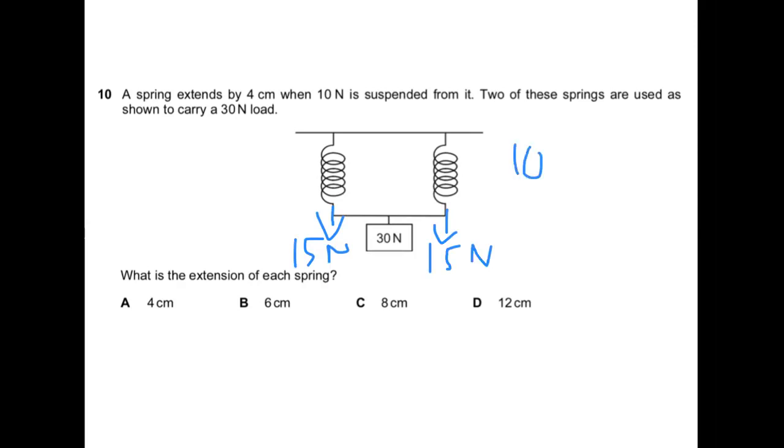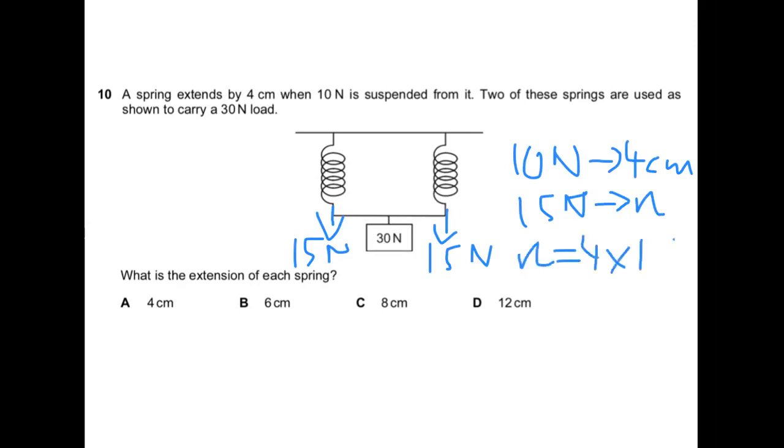Ten Newton extended the spring by 4 centimeters. So 15 Newton will extend each spring by x centimeters. X is equal to 4 into 15 upon 10 by cross multiplication. So the first answer is B, 6 centimeters.